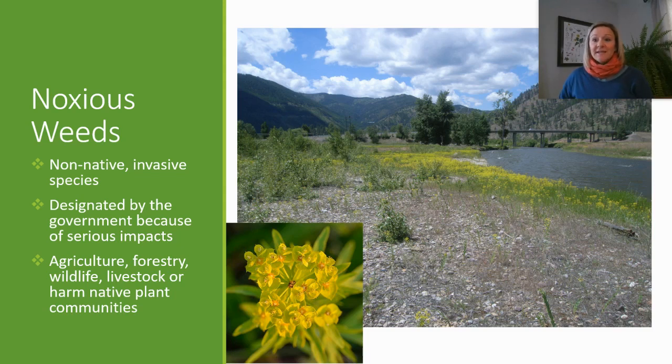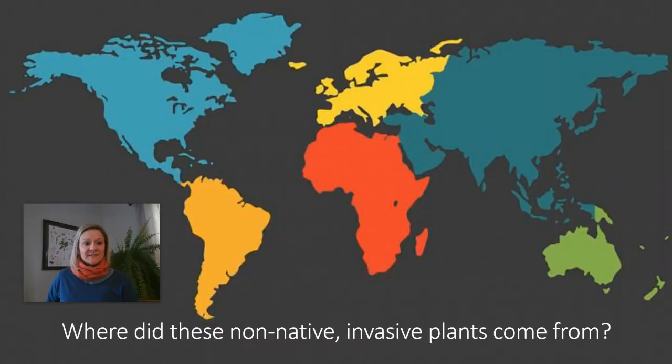Currently, we have 36 state listed noxious weeds for the state of Montana. Does that seem like a lot? If you have all 36, it seems like a huge problem, but not everyone has all 36. But there are 36 non-native invasive plants that have been labeled noxious weeds on our state list. So 36 noxious weeds, non-native noxious weeds.